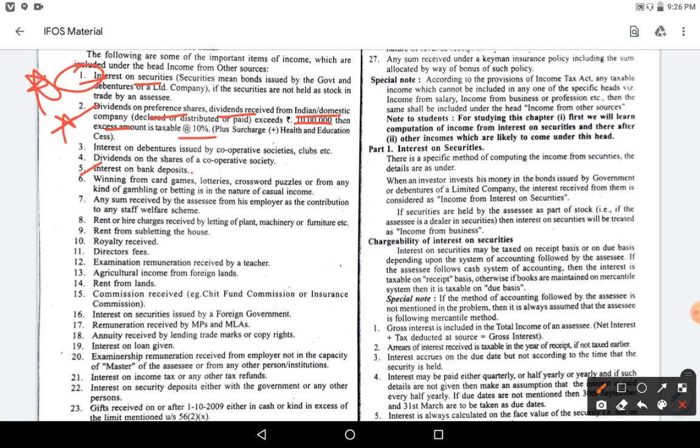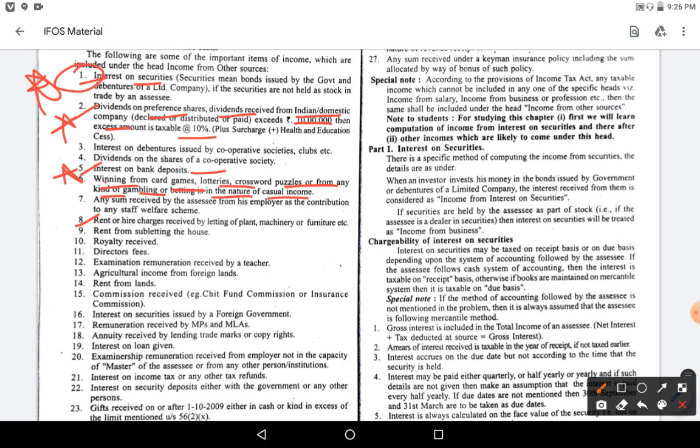Interest on bank deposit can be of two types, one is savings bank, another one is FD. This interest related point also we will discuss later on. Casual incomes: winnings from card games, lotteries, crossword puzzles, from any kind of gambling, betting, are of the nature of casual incomes. There may be a direct short question, what is casual income? Remember, casual incomes are taxable under the head income from other sources. How to do that we will discuss later.